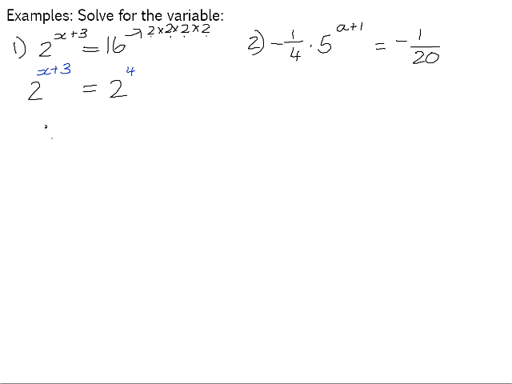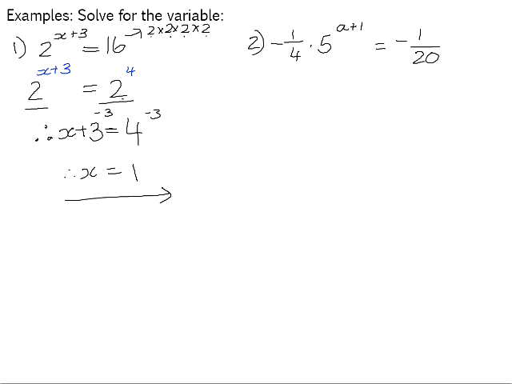So, because the bases are the same, the only thing that x plus 3 could be to make the two sides equal is 4. Because if the bases are the same, the exponents must be equal as well. So we subtract 3 from both sides and we get x to be 1. Okay, and if we just do a little check, 2 to the power of 1 plus 3 is 2 to the power of 4, and 2 to the power of 4 is 16.